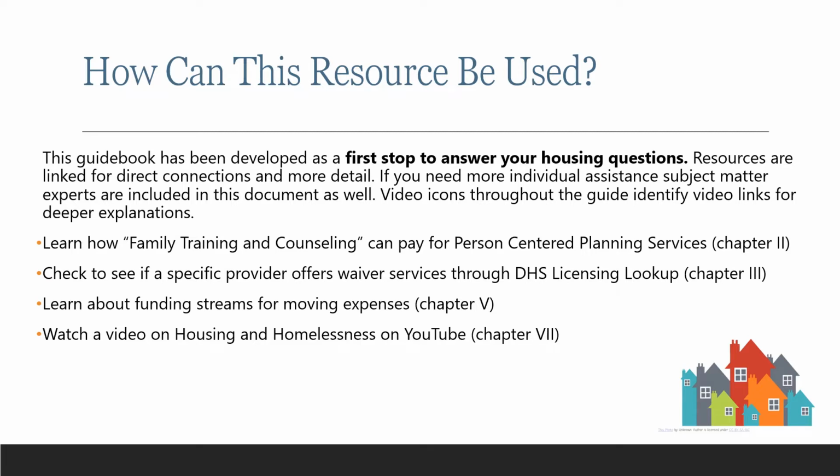Say you wanted to learn more about family training and counseling and how to pay for person-centered planning services. You'd find that resource under Chapter 2. Maybe you're wanting to look up a provider to see if they offer a specific service through the waiver. You might want to use the DHS licensing lookup tool, which is located in Chapter 3, as well as other tools like the Hennepin County Housing Link and MinnesotaHelp.info.